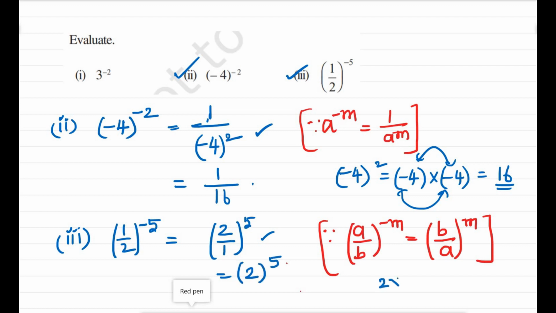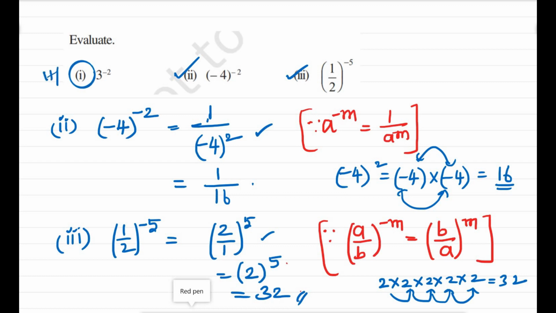2 to the power of 5 means 2 is multiplied 5 times. 2 times 2 is 4, 4 times 2 is 8, 8 times 2 is 16, 16 times 2 is 32. So the answer is 32. This is the answer. The remaining problems we'll do as homework.